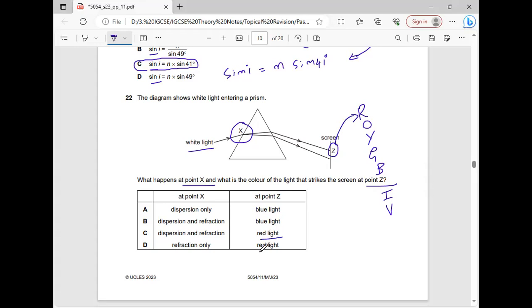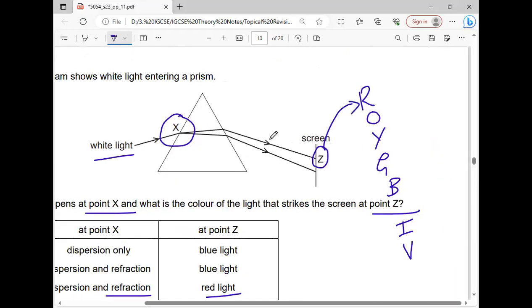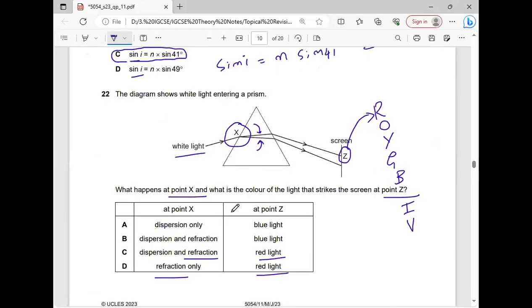So we will go through these two options, option C and option D. Now what is happening at point X? Since light is changing its path, refraction occurs, and we can also see that white light has been split into 7 different colors. Only the upper and lower colors are shown so that the lines do not overlap. So the splitting into 7 colors is called dispersion. So which option is correct? Option C is the correct answer.